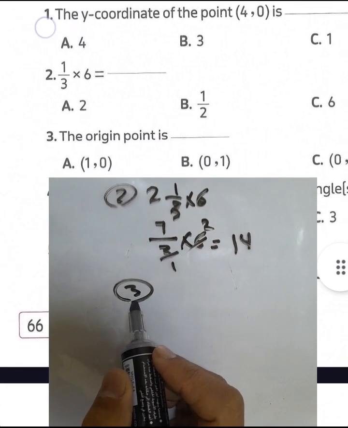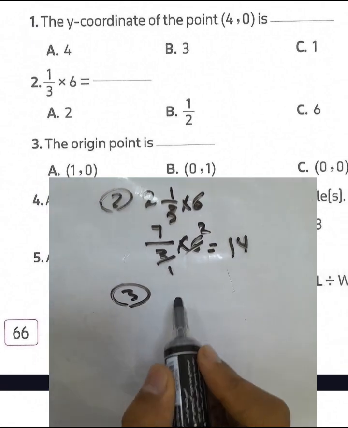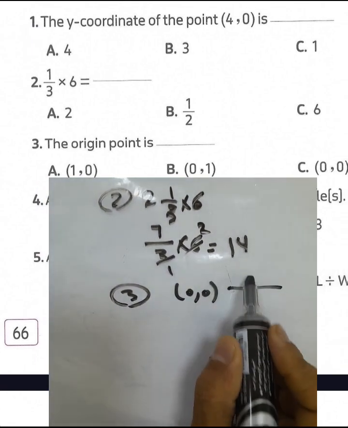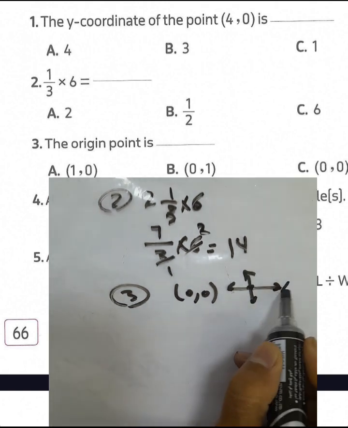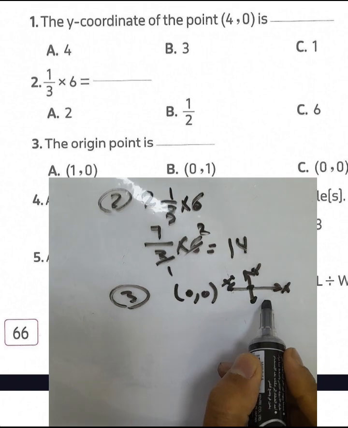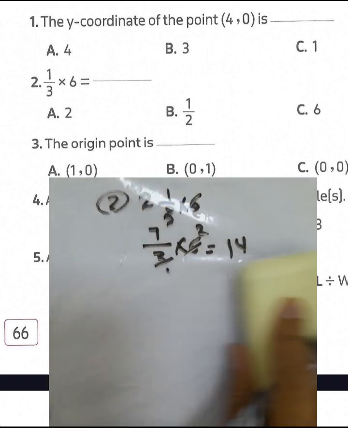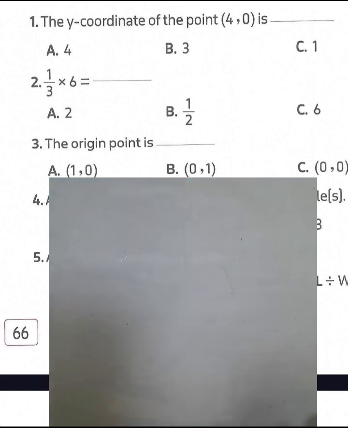Question number 3. The origin point is (0, 0). We call it the origin point. This point here, the origin point, is the intersection of the x-axis and y-axis. We call it (0, 0). It's the ordered pair.